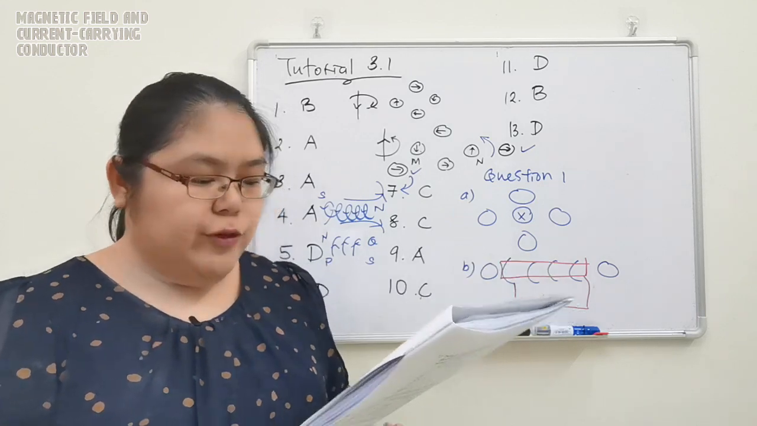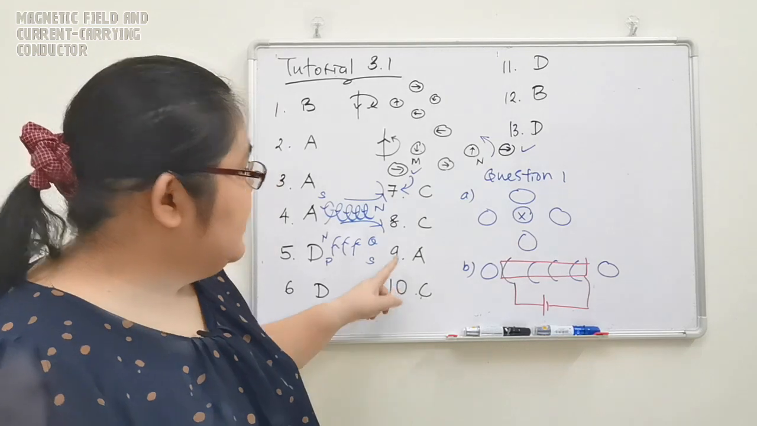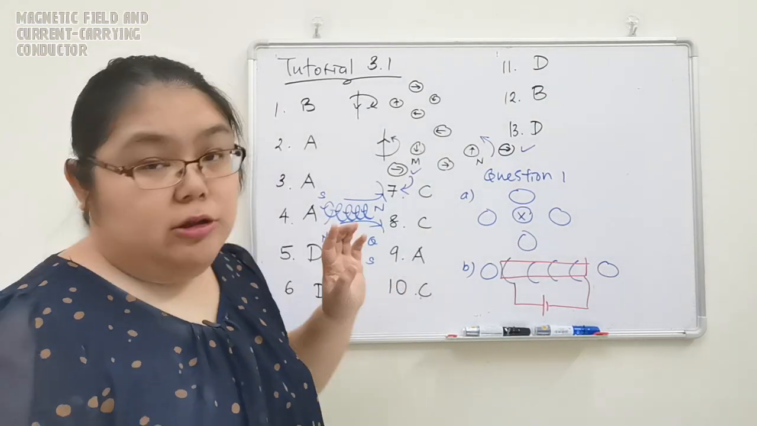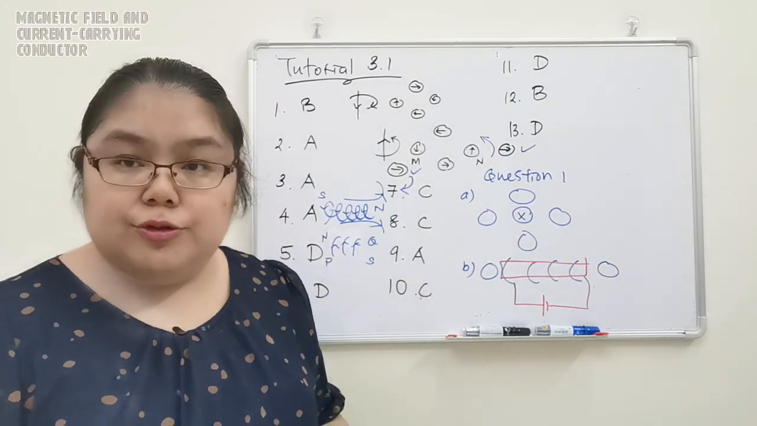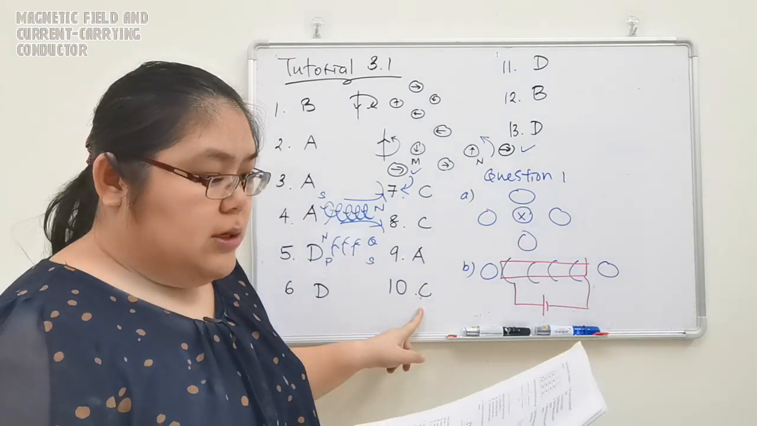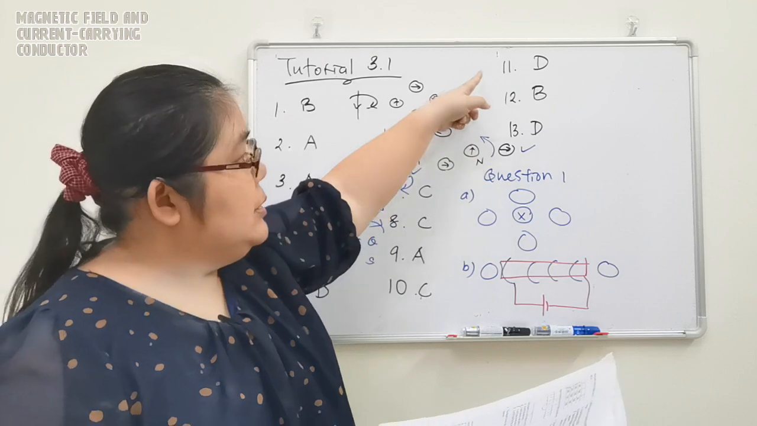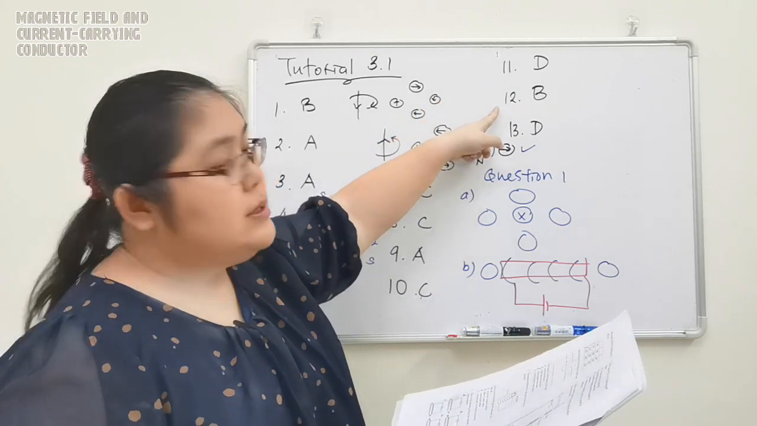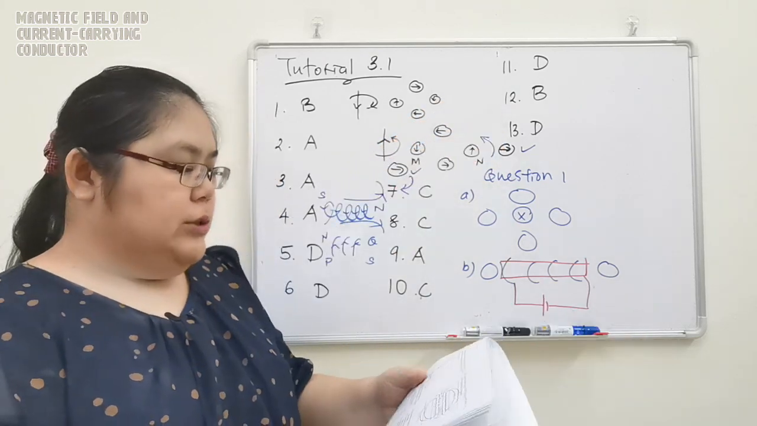Okay, number 9, which one should be correct? The answer is A. You try one by one. A, B, C, D, you must try the direction. After that, number 10 is a C. Then 11, it's a D. Okay, 12, it's a B. Then we go to 13.